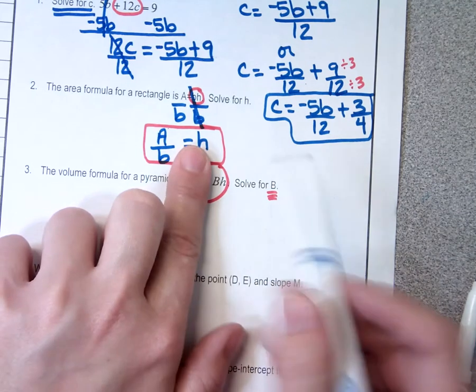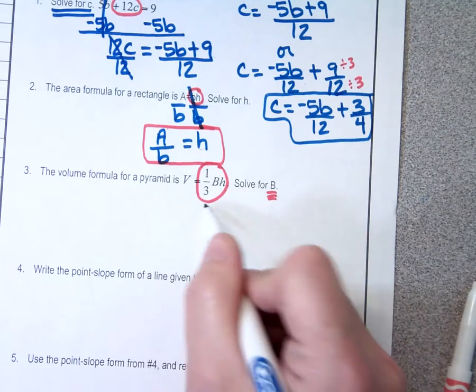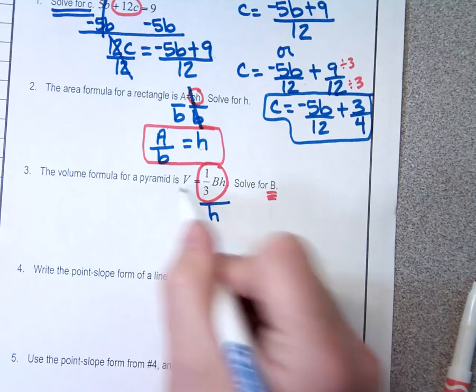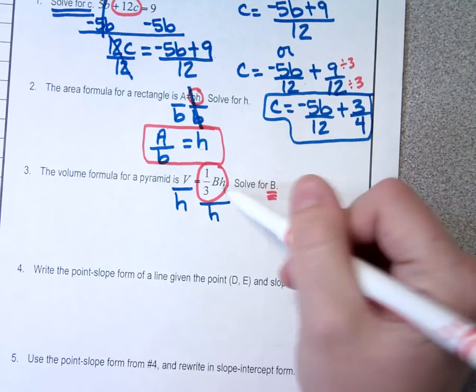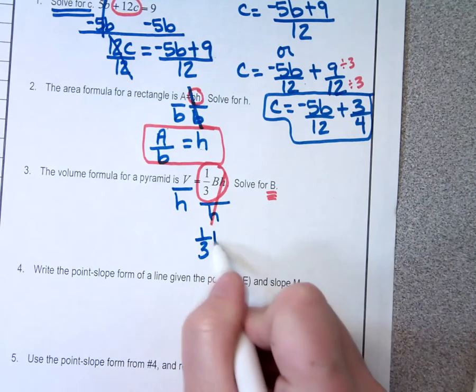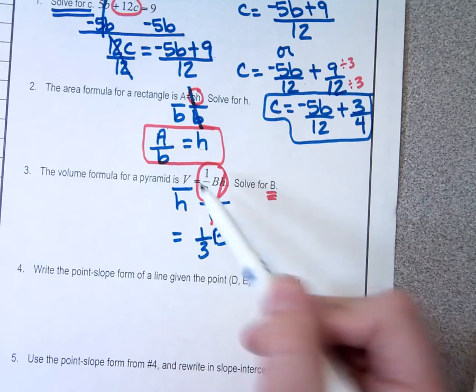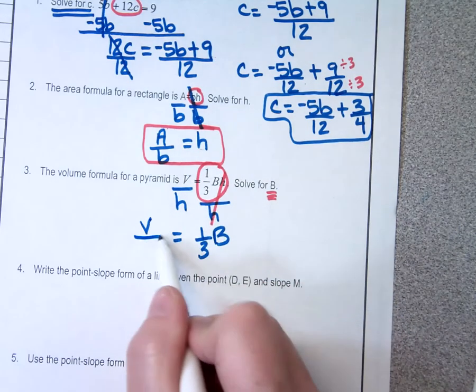So I need to get rid of the h, and I need to get rid of the 1/3. Let's just get rid of the h real quick. How do I undo multiplication? I divide. So I'm going to divide both sides by h. H divided by h is 1. The 1/3 capital B comes down. The equals comes down. I can't actually divide the V by the h, so I just recopy V divided by h.